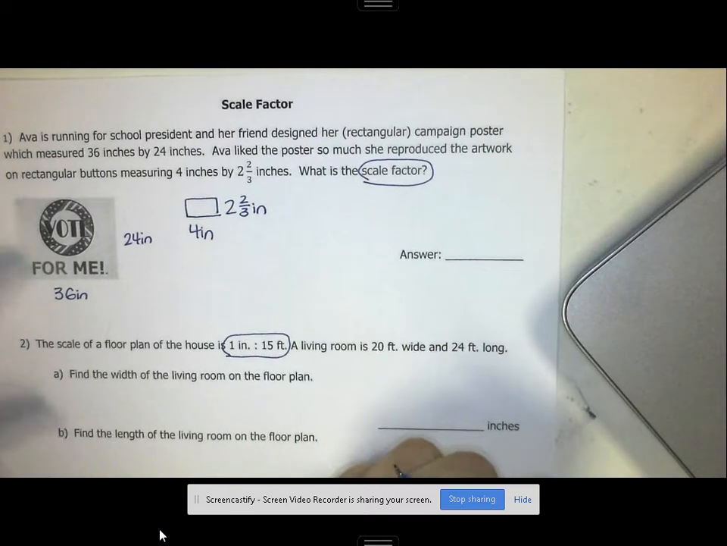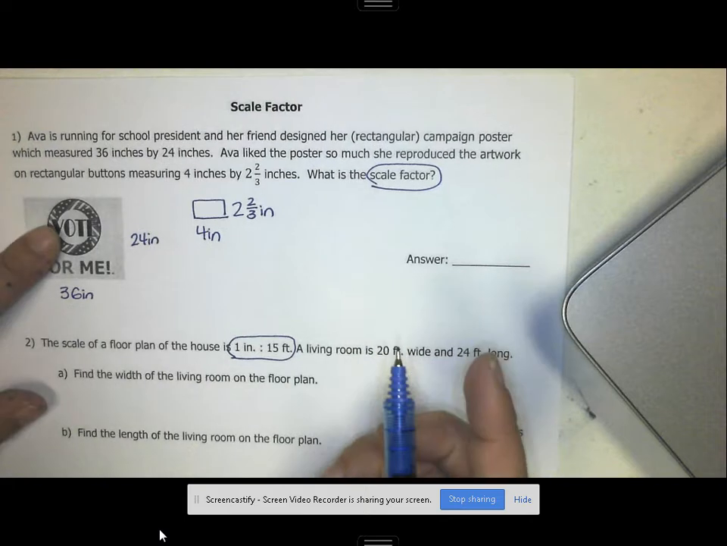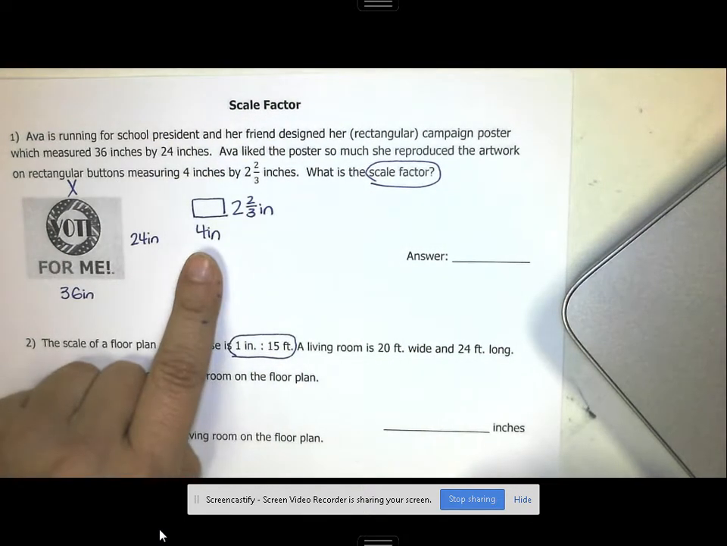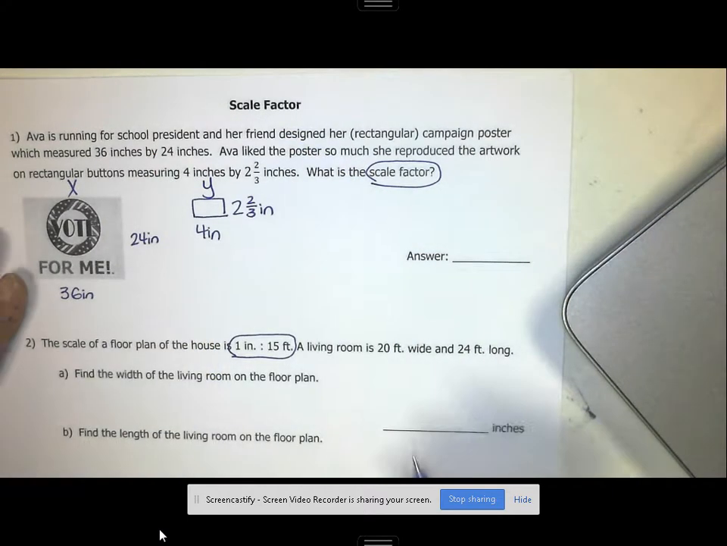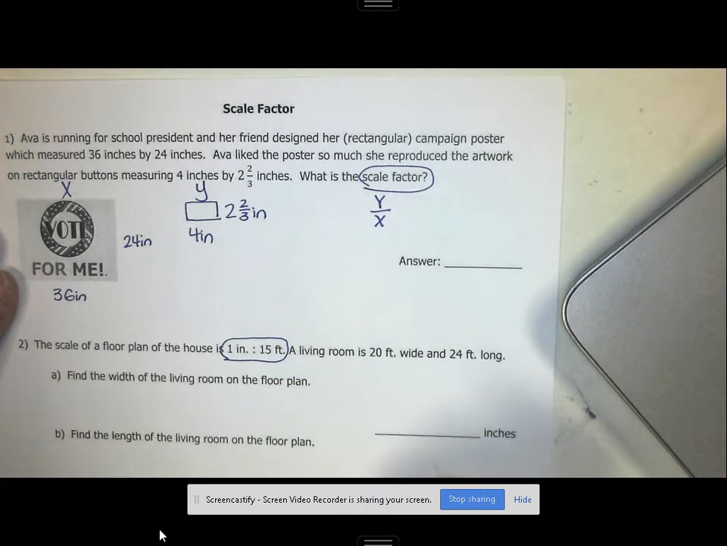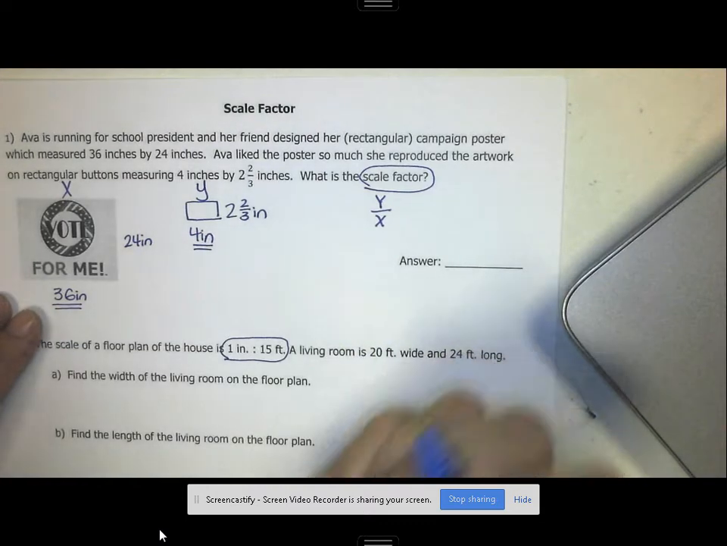Well, right away, what I want to do is identify which one is the original image. The poster here is the original image, so these are going to be my X values. My scale drawing is the button, and these are my new Y values. To find the scale factor, I'm going to do Y divided by X. It's just like finding the constant of proportionality. Let me start with my lengths here.